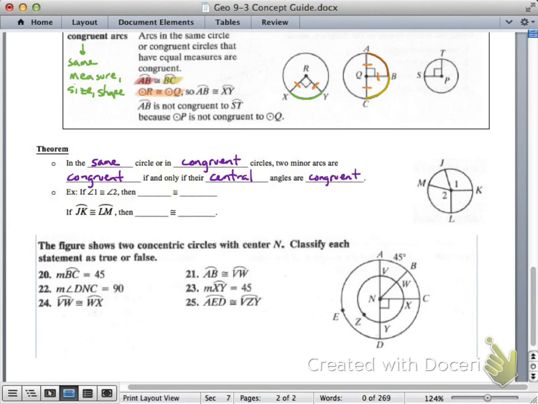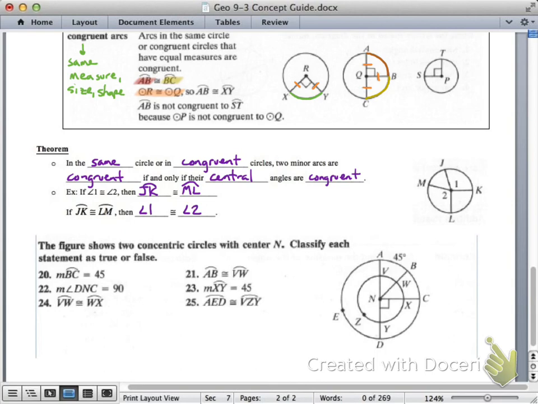So in this example, if angle 1 is congruent to angle 2, then the arcs JK and ML are congruent. And then the converse of this, notice this is an if and only if, so the converse of the statement is true. If JK is congruent to LM, then the angles have to be congruent as well. You can go either way with this.